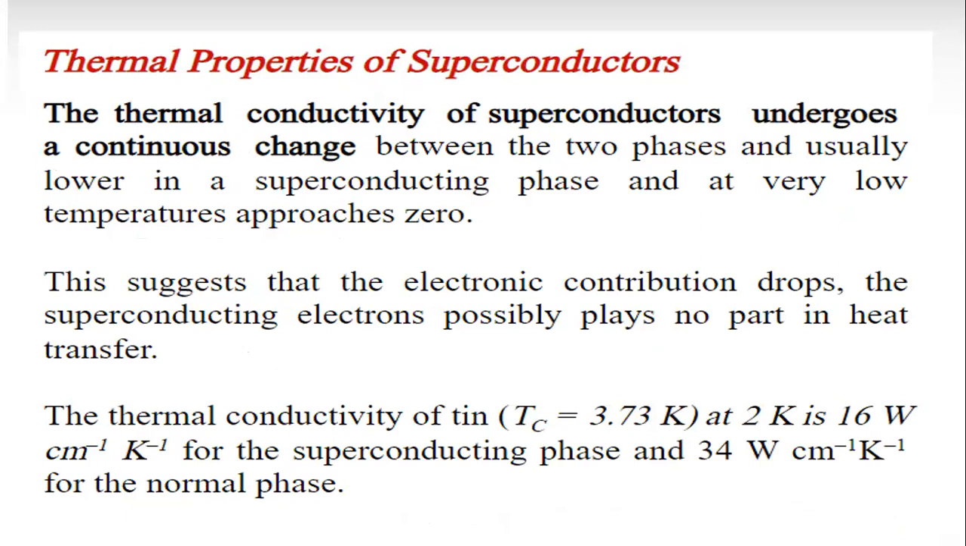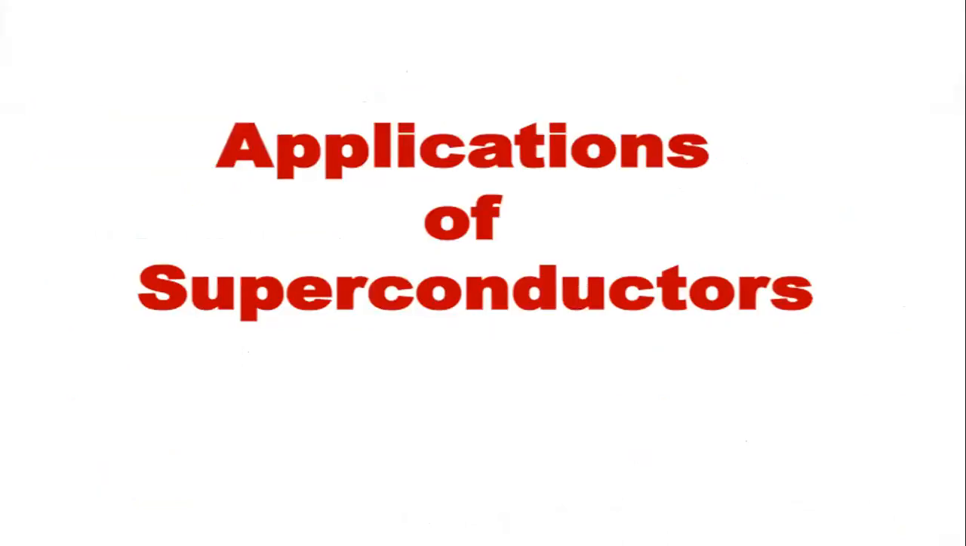So what is the thermal property of a superconductor? There will be a variation in thermal conductivity between the two phases, from one state to the other. There will be a continuous change occurring. So now, with these few characteristics of superconductors, we are moving toward the application part.